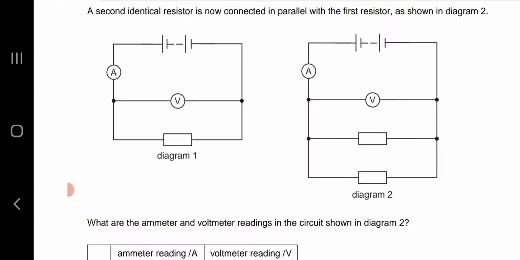The voltmeter reading will not change, whereas the ammeter reading will become double because the resistance has become one half, because two identical resistors are connected in parallel configuration in diagram 2.